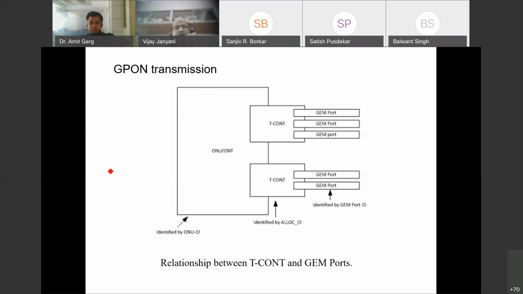You can see this is an ONU or ONT, and each ONU or ONT must have at least one TCON. It may be more than that. And then you have GEM ports here. So you may have multiple GEM ports in a given ONT. That is the relation between the TCON and GEM ports.